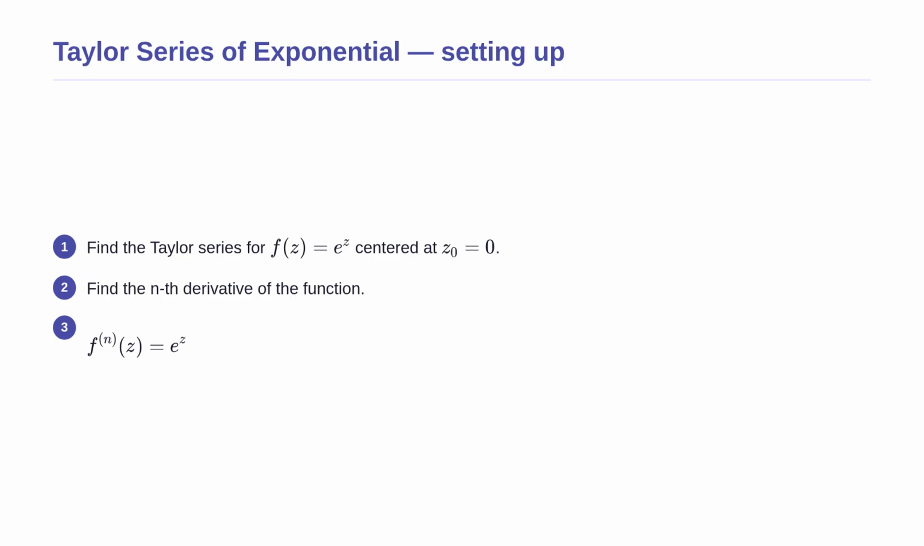Our first step is to find the derivatives of the function at the center point. The exponential function is incredibly special because its derivative is always just itself. No matter how many times we take the derivative, the result remains exactly the same function. This unique property makes our job very easy.